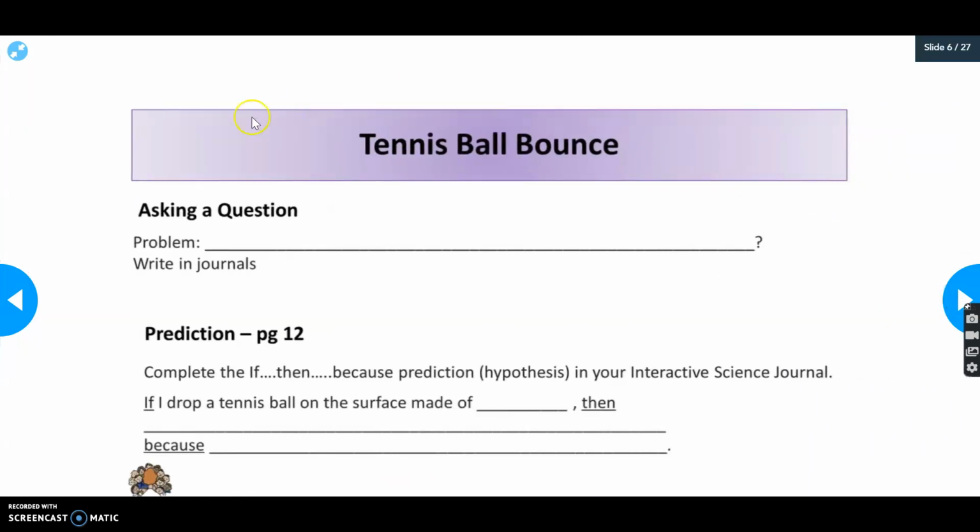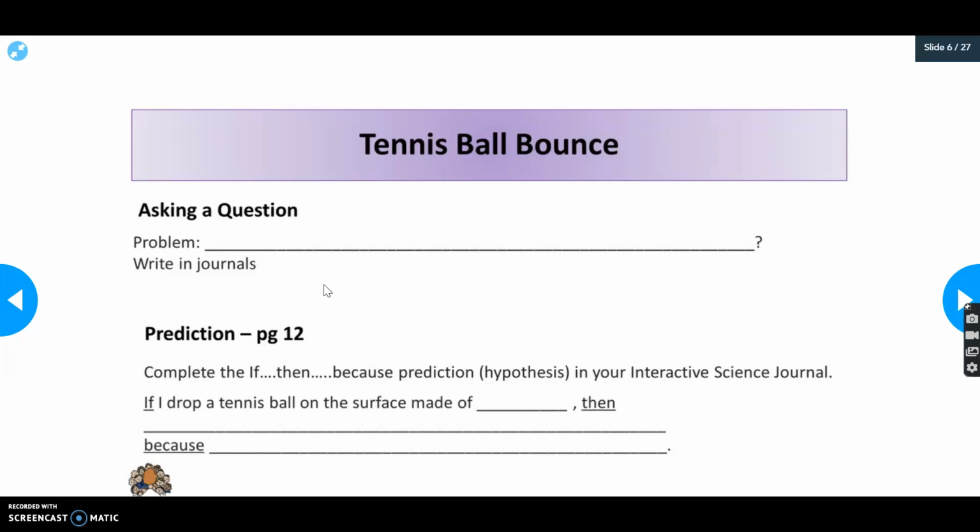So on this slide, we're going to be asking a question. So what is the problem? What is Cassandra wondering? Go ahead and write that in your journal now. What is the problem that Cassandra is wondering about? And then once you write the problem, I want you to go ahead and make a prediction on page 12.